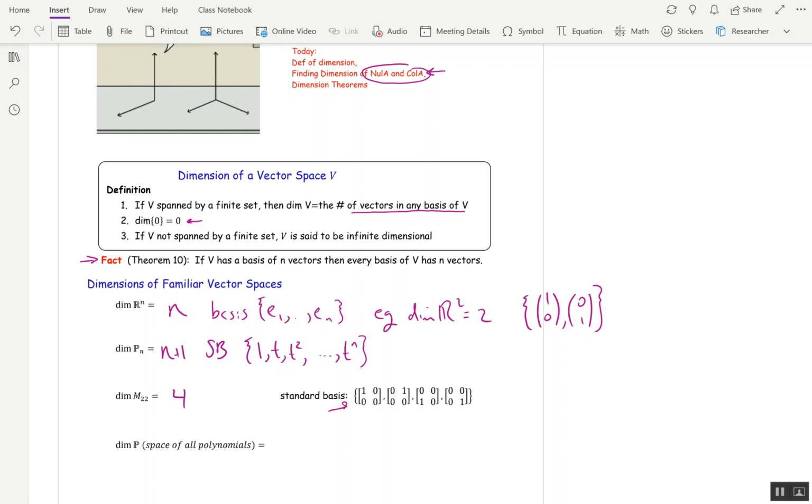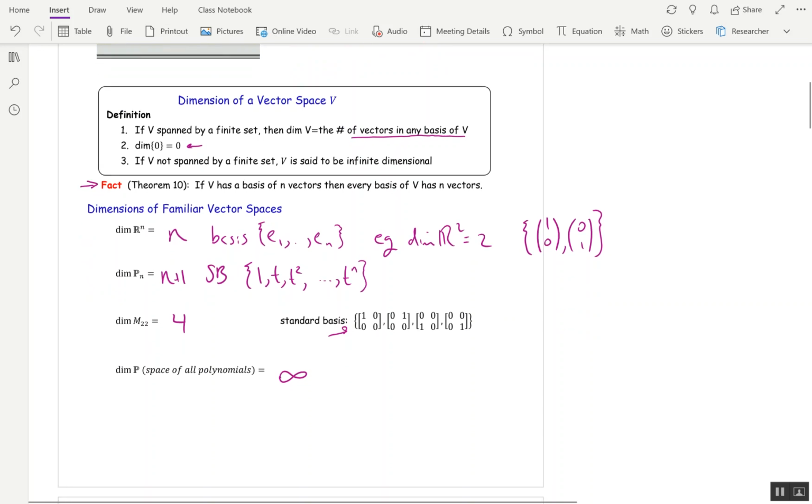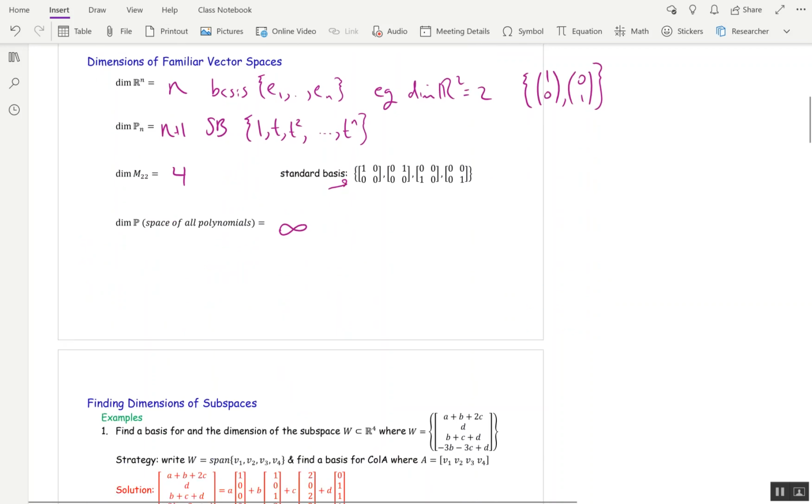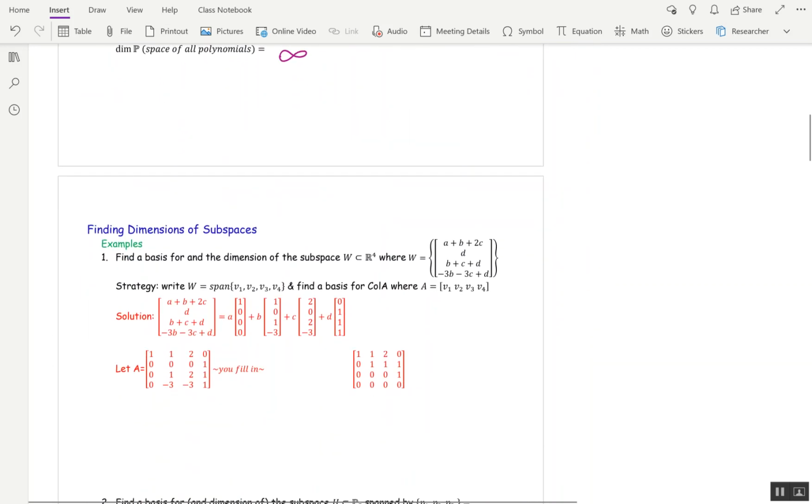The dimension of the space of all polynomials is infinity, because you can't span the space of all polynomials with a finite set. And I put a little proof at the very end of these lecture notes if you're interested in seeing that. All right, so let's do some examples.